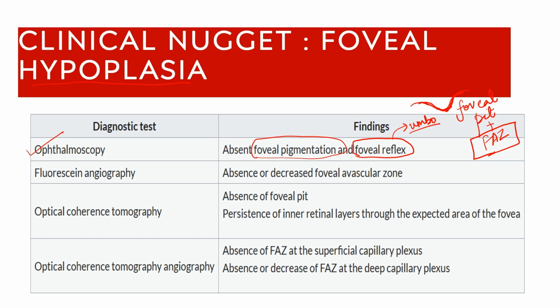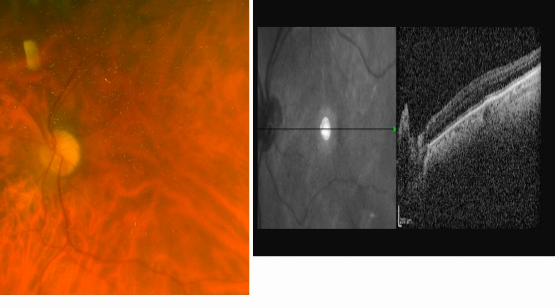On fluorescein angiography, you will see that the foveolar vascular zone is absent, or the diameter of the foveolar vascular zone has decreased. On OCT, again, you can see that the foveal pit is absent. Normally the inner layers are laterally displaced at the fovea, and just the outer layers are present there. In foveal hypoplasia, that lateral displacement fails to occur, and therefore there will be persistence of the inner layers through the expected area of the fovea. On OCTA, that is optical coherence tomography angiography, you will see that the FAZ is absent, both in the superficial capillary plexus and in the deep capillary plexus.